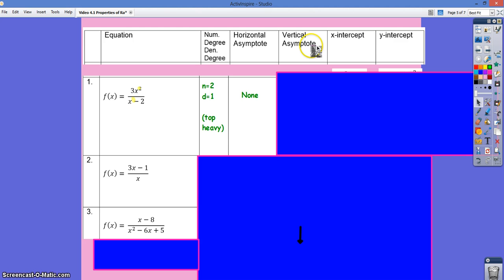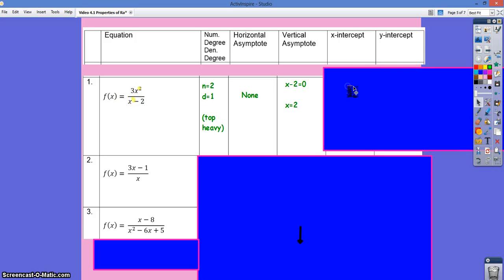Vertical asymptote. Look back at your rules. How do we find vertical asymptotes? We set the denominator equal to 0 and solve. Well, my denominator is x minus 2. I set it equal to 0. That means I have a vertical asymptote at x equals 2.